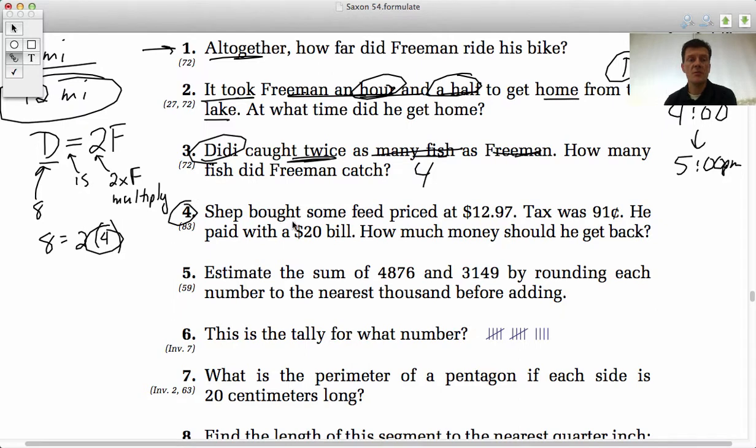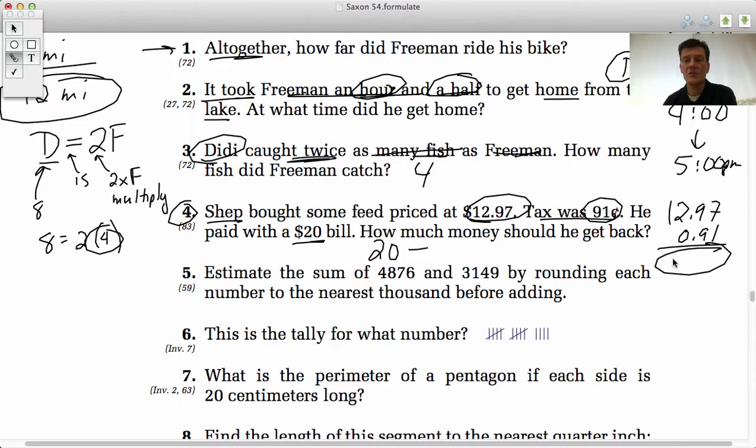Let's move on here. Number 4, Shep bought, now we're off of the information up there above, where this is a separate problem now. Shep bought some feed priced at $12.95. Tax was 91 cents. He paid with a $20 bill. How much money should he get back? So first, find out how much he owes. Add that up, find that number, and then take your $20 and subtract whatever number this is here. Okay? And you'll find out the change that he is due.